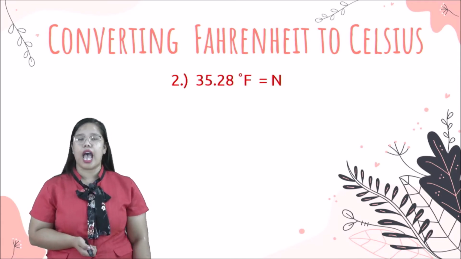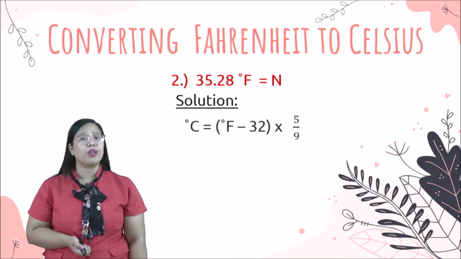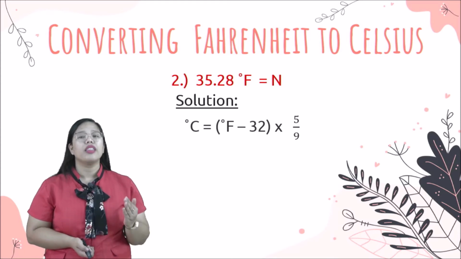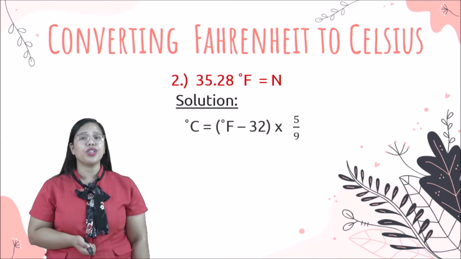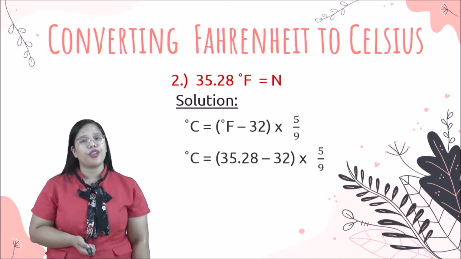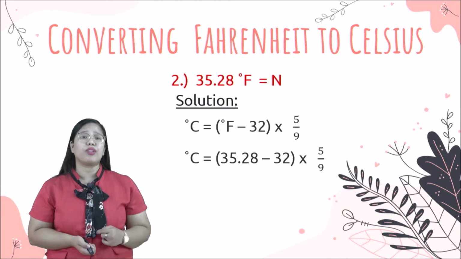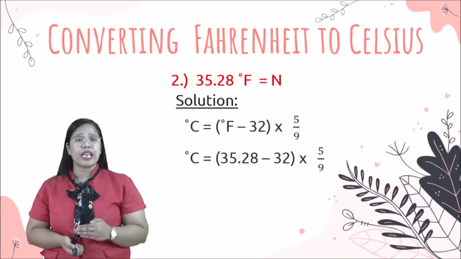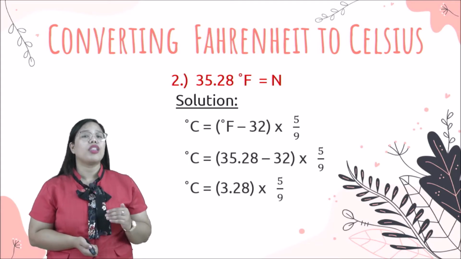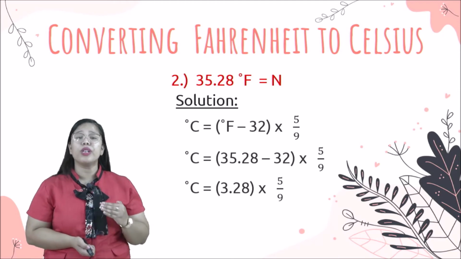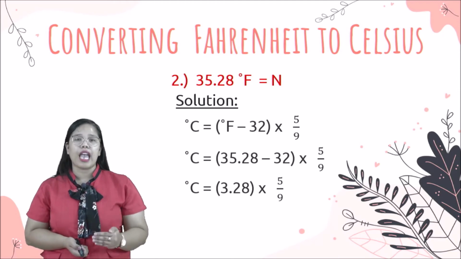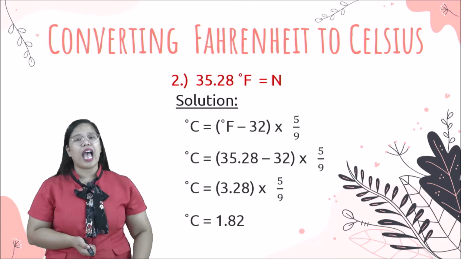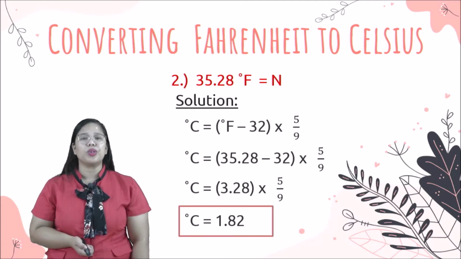35.28 degrees Fahrenheit. So, again, kids, we will be using the formula degrees Fahrenheit minus 32 times 5 over 9. We will substitute the value of degrees Fahrenheit, which is 35.28. And this is the time that we will subtract it by 32. Again, 35.28 minus 32 is 3.28. And now we will multiply 3.28 by 5. And the answer will be 16.4. And we will divide it by 9. So the answer is 1.82 degrees.